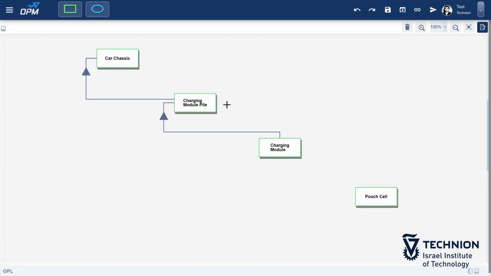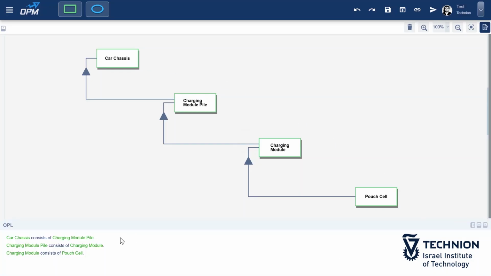We have a hierarchical structure of objects representing a whole-part relationship. Notice the sentences formed at the bottom of the screen. Car chassis consists of charging module pile, which consists of charging module, and so on. We will expand on the verbal part of OPM in the future.